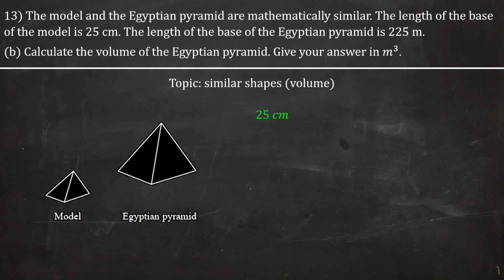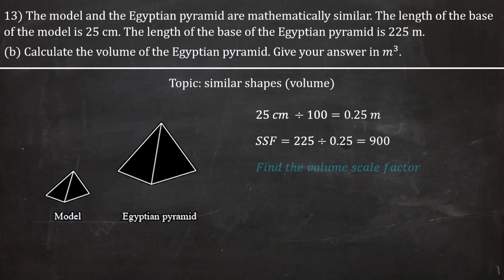So 25 centimeters into meters, I'm going to divide it by 100, which gives me 0.25. Then I need to find the side scale factor. So the pyramid, the base is 225 meters, so the side scale factor is going to be 225 divided by 0.25, which gives me 900. Then I need the volume scale factor. The volume scale factor is going to be 900 cubed, which is 729 million.